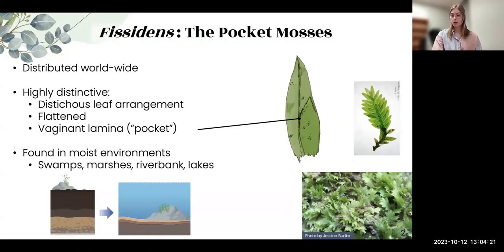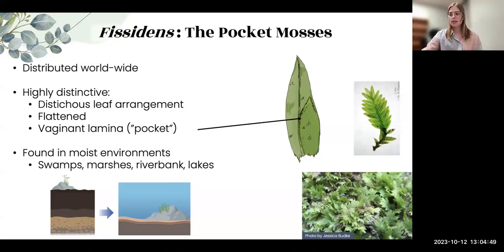So they can be found worldwide. It's estimated that there are 440 to 450 species that make up the group, and they are highly distinctive. Once you know what you're looking for, they're super easy to identify to genus in the field. So they have this unique distichous leaf arrangement that makes them appear flattened, as opposed to the rosette shape and organization of leaves around the stem in most mosses.